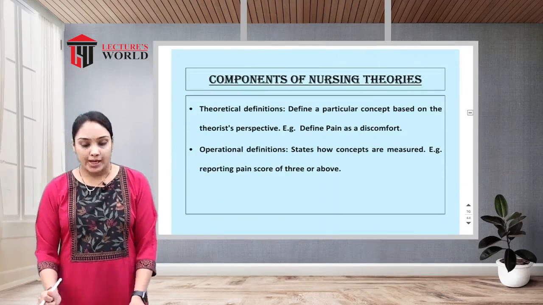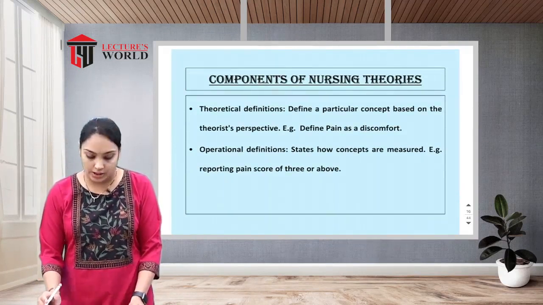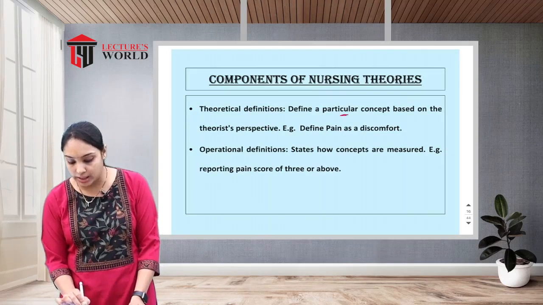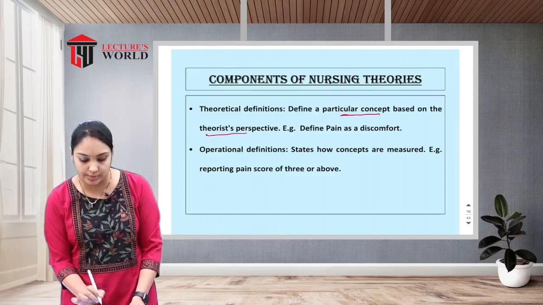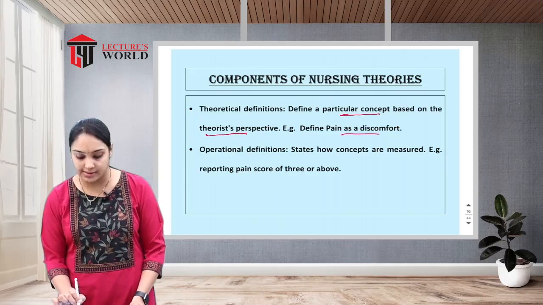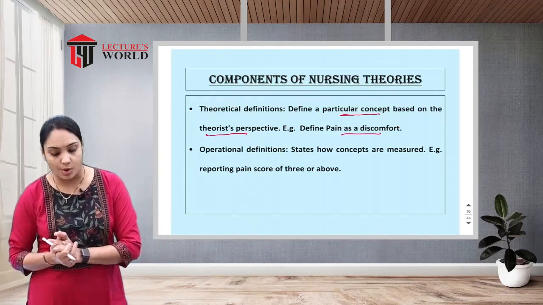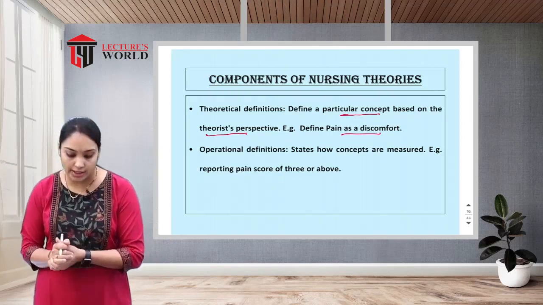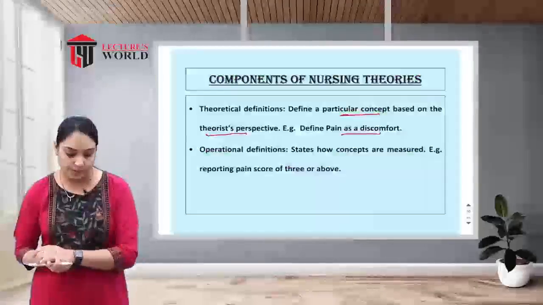Definitions are of two types, theoretical definition and operational definition. A theoretical definition defines a particular concept based on the theorist's perspective. For example, defining pain as a discomfort. Theoretical definition means a particular concept that is defined based on the theorist's perspective.